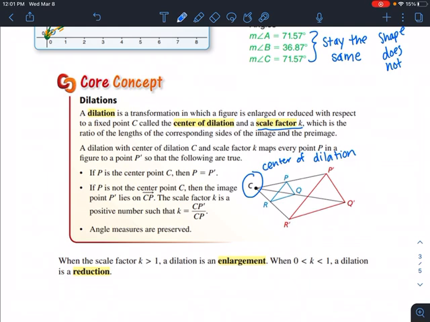When we enlarge an object, we're multiplying by a number bigger than 1. And when we are reducing the size of an object, we are multiplying by a number between 0 and 1. You can think of that as a decimal or a fraction that is less than one. So that could look like 0.1 or 1/2. That would be a reduction.